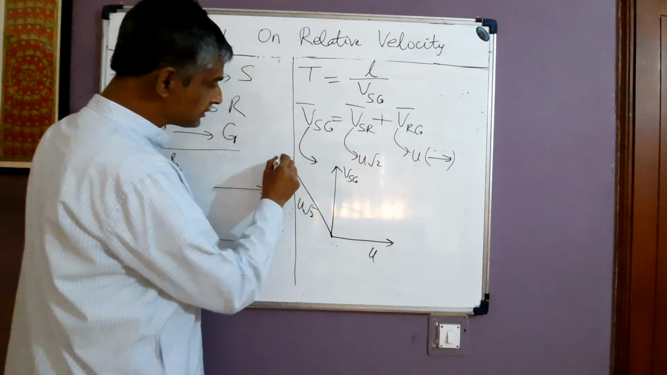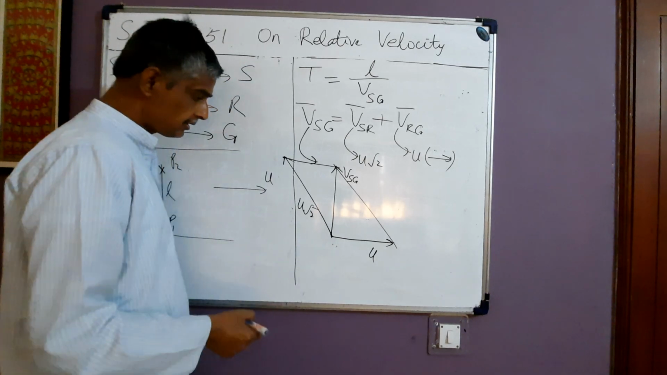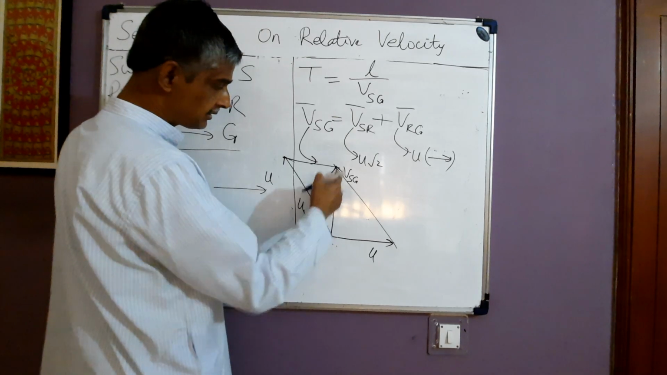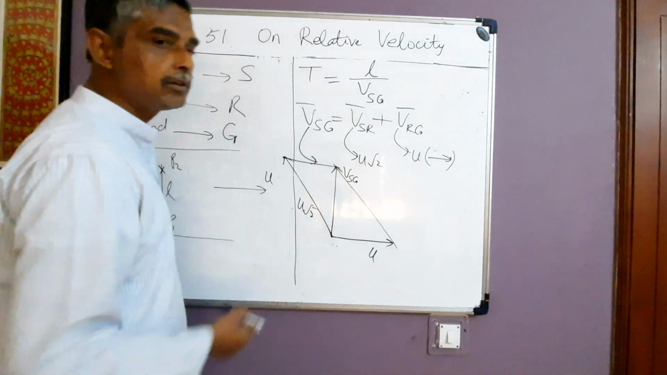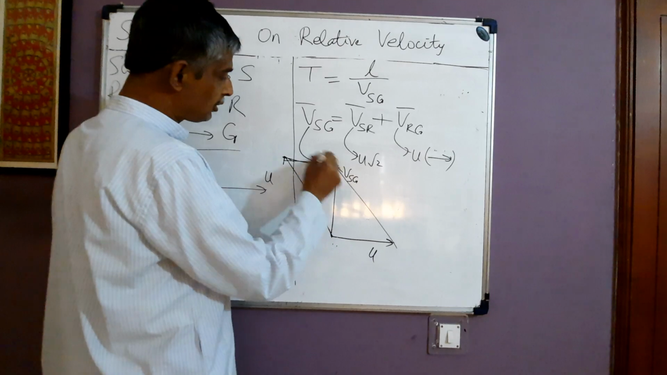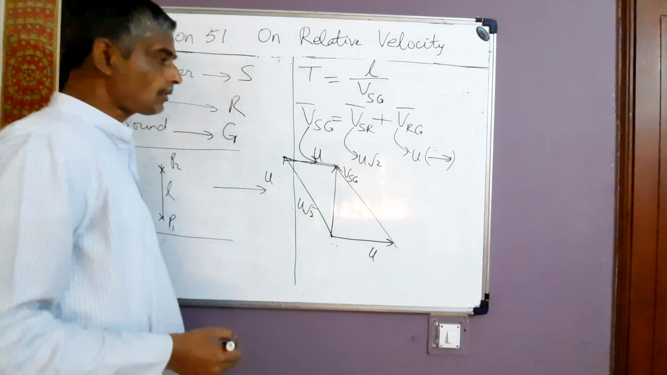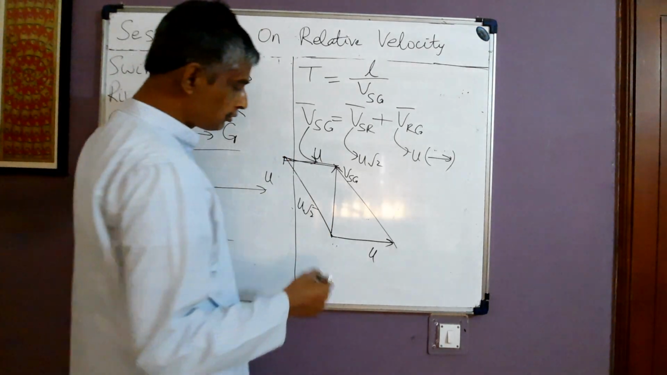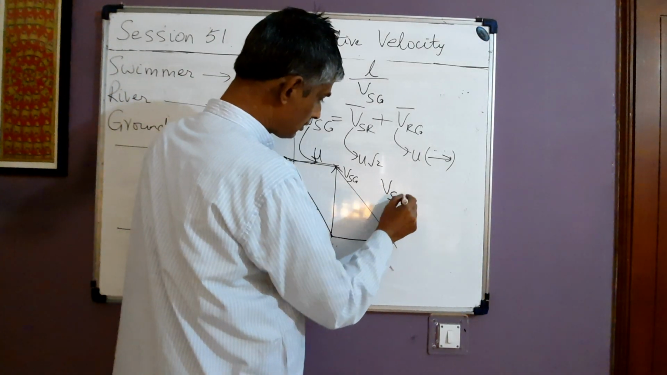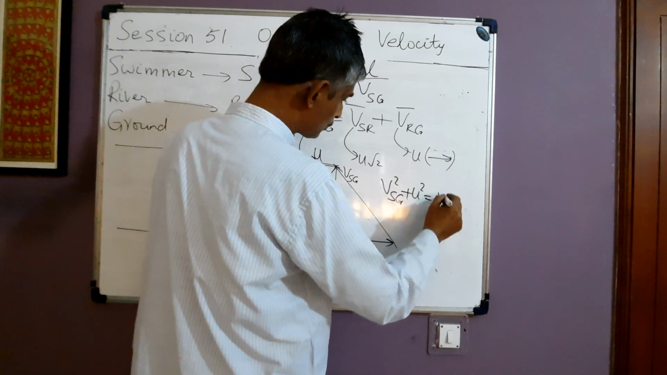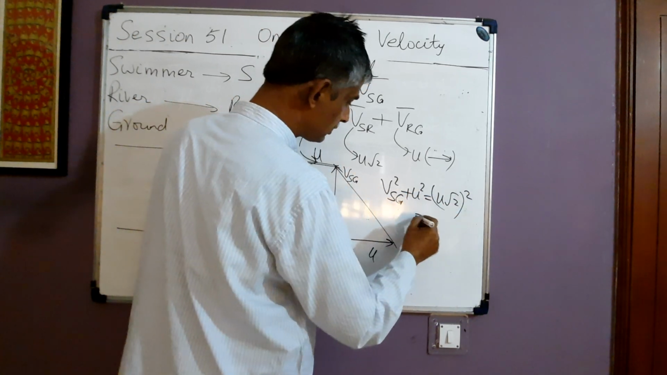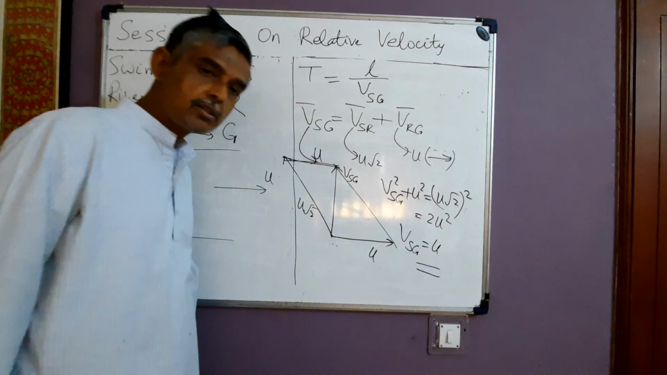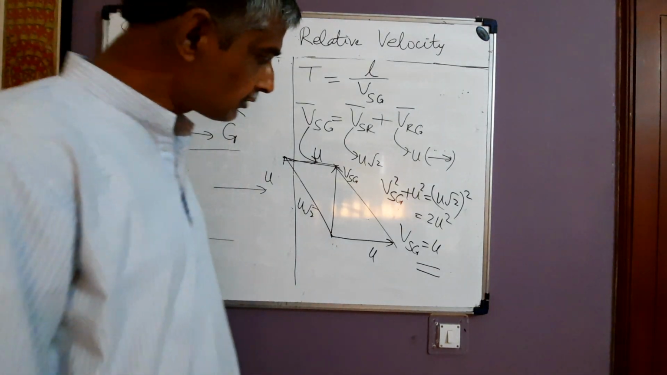Now with these two adjacent sides we complete the parallelogram, and Vsg is the diagonal. Now see, it's a right angle triangle. So we can directly deal with it. Now this is u, so this also will be how much? u. Alright. So from this you can see that this square plus this square equals u root 2 whole square, Pythagoras theorem. Vsg square plus u square equals u root 2 whole square. This becomes 2u square. Vsg is equal to how much? u. Alright. Vsg is just equal to u.